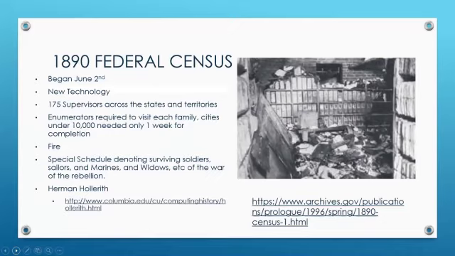It was really an accomplishment. And a lot of these records were destroyed by fire, nearly all of them. There was a special schedule this year that denoted surviving soldiers, sailors, and Marines and widows of the War of the Rebellion. And the new technology is pretty cool. It's Herman Hollerith. I have a link here. He invented a tabulating counting machine for the 1890 federal census.